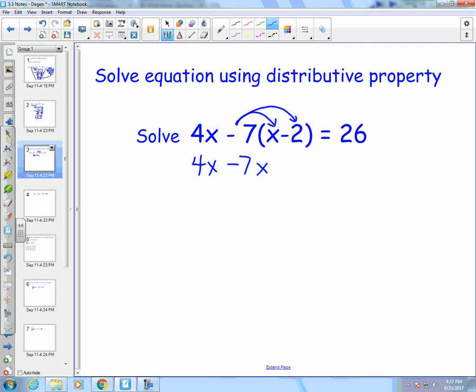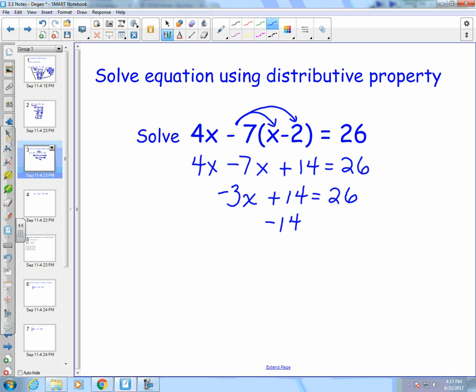And a negative times a negative is a positive, so we have plus 14 equals 26. Again, combine your like terms on one side of the equal sign, so we'll have negative 3x for that 4x minus 7x, plus 14 is equal to 26, and now we're down to a two-step equation. We'll start undoing the equation by undoing the addition that is there.